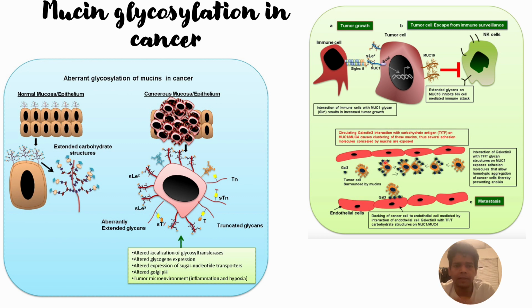So this is how mucin glycosylation helps in cancer progression, and two such examples are explained here. One is related to immune evasion and another one is related to metastasis. If you need to understand more about the role of mucin glycosylation in cancer progression, you can go through the reference that has been provided in the description.